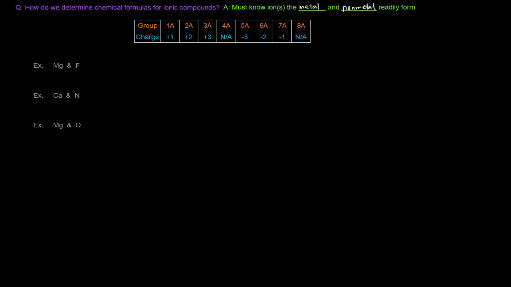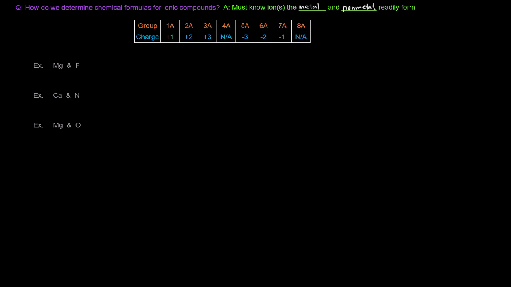You could probably make sense of this by looking at your periodic table and thinking, if I have this atom, what would it do as far as gaining or losing electrons to form a noble gas configuration? That should allow this to make sense. So how do we determine the chemical formulas for the ionic compounds? Well, if you know the ion that those things readily form, it's fairly simple from there.